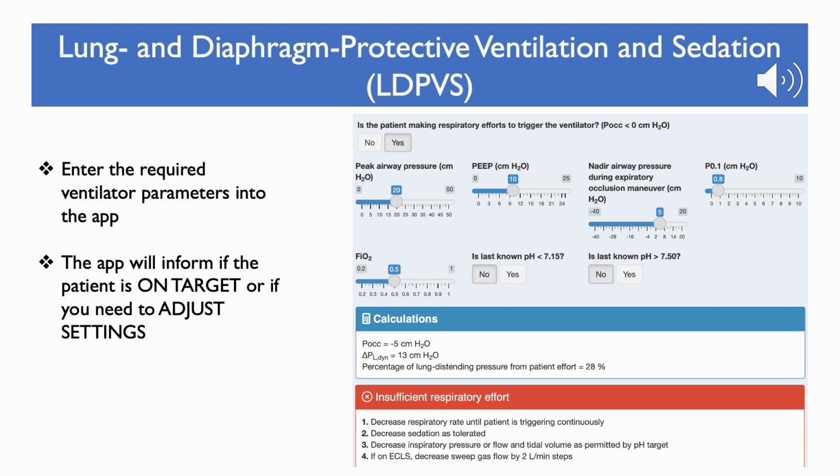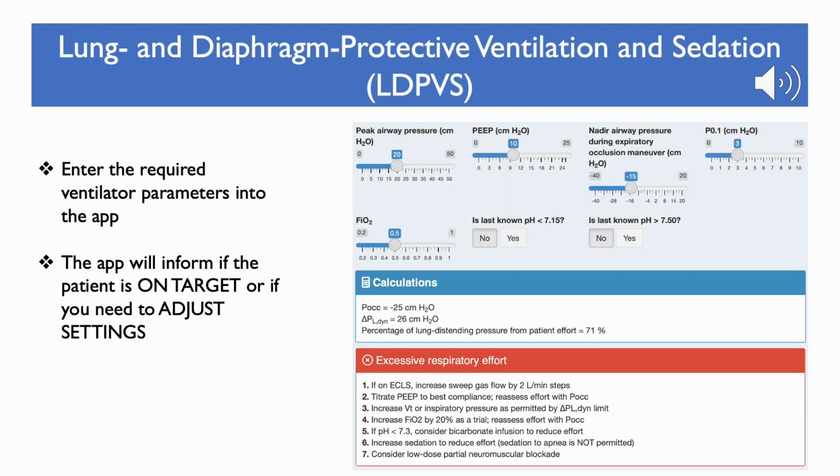In this case, the app suggests several steps to take to increase respiratory effort, including decreasing sedation or decreasing ventilator support from inspiratory pressure or flow, depending on the mode. If the patient is on ECLS, the sweep gas flow can be reduced to try to increase respiratory effort and drive. After making changes, the measurements can be repeated to confirm that the patient is on target.